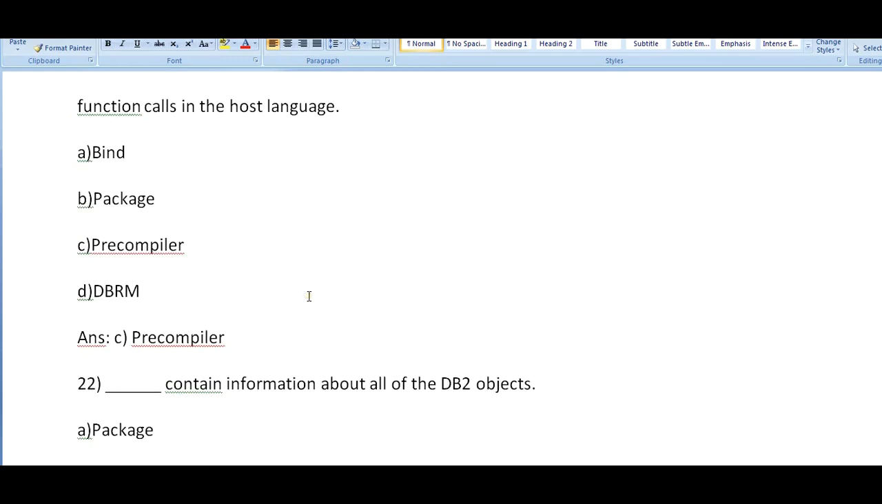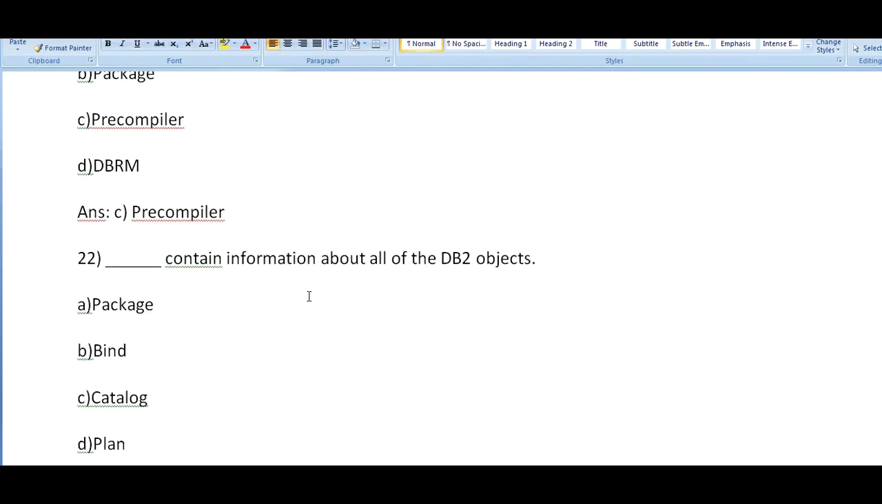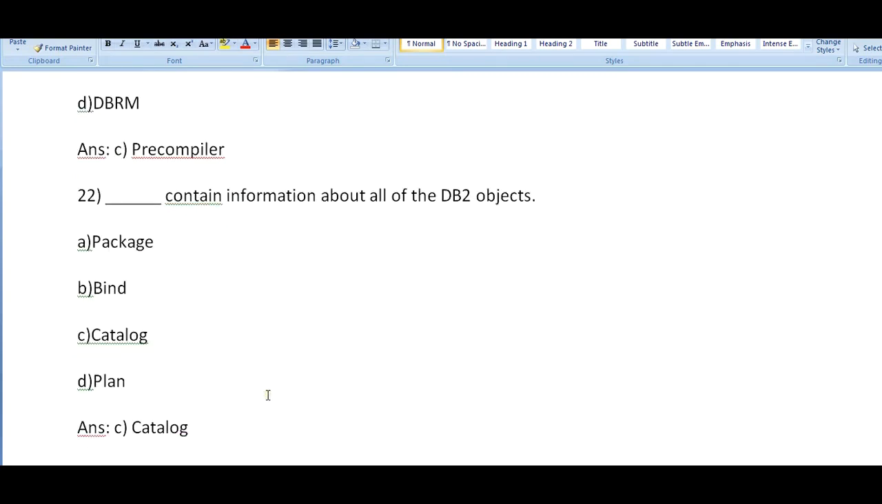Right. Dash contains information about all the DB2 objects. What is it? Is it bind? Is it package? Is it catalog? Is it plan? It's exactly catalog. Catalog contains information about all the DB2 objects.